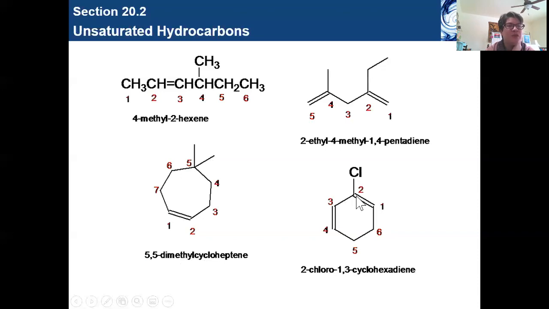This one over here is also a cyclo, and it has 6 carbons, so it also has 2 double bonds. So you start numbering. They numbered to get this chlorine at the lowest too, instead of starting over here and numbering.